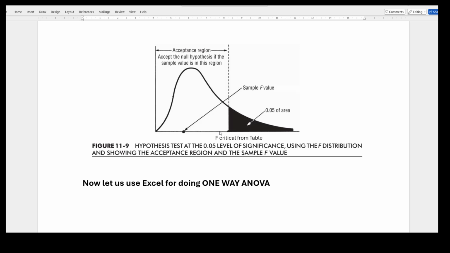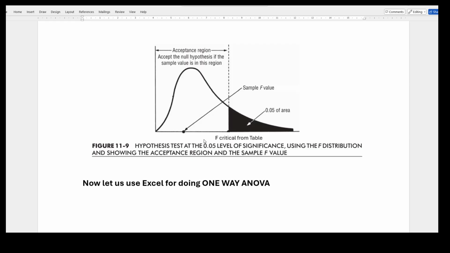If F calculated is less than the critical value, then we accept the null hypothesis. That means there is no significant difference between the sample population means. In other words, the three samples are part of the same population. If F calculated is falling in the rejection area, that means beyond this, then there is a significant difference between the three population means. That is how we reject the null hypothesis and accept the alternate hypothesis.